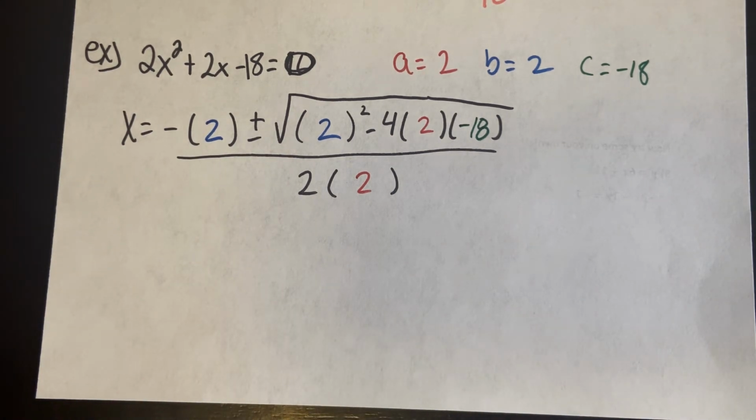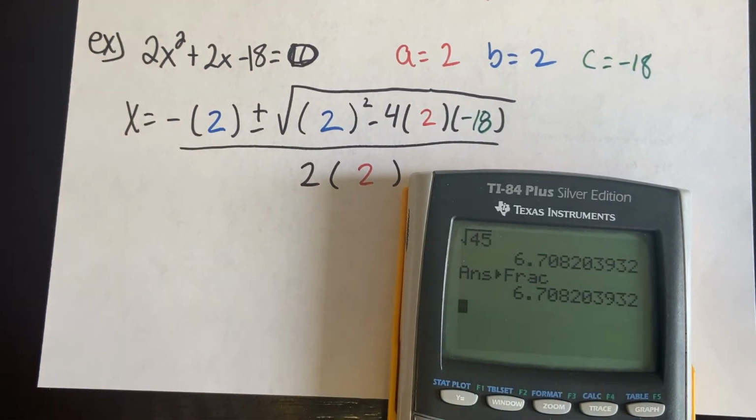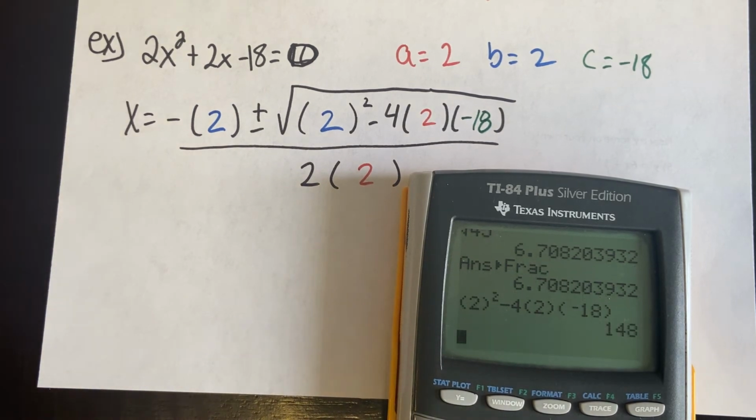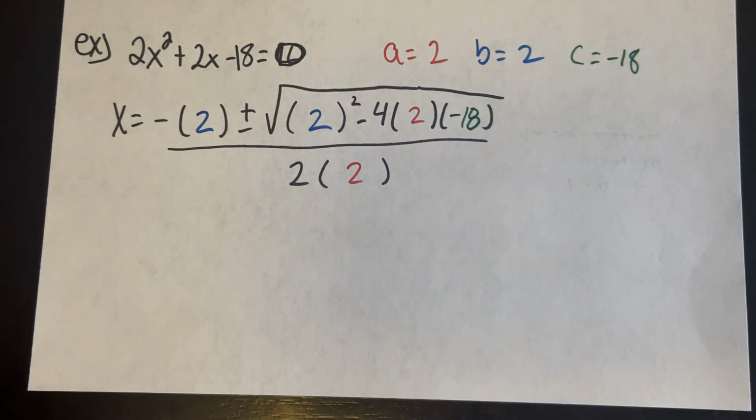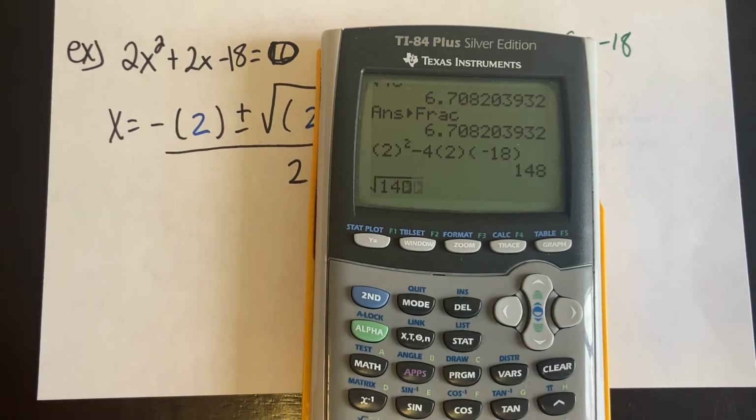The first thing that we look to simplify is all of that junk underneath the square root. So again, using your parentheses word for word, as you see it written: parentheses 2 squared minus 4, parentheses 2, parentheses negative 18. We're going to hit enter. That gives me a 148. Always throw it in your calculator and check to see if this is a perfect square or not. We can say square root of 148.